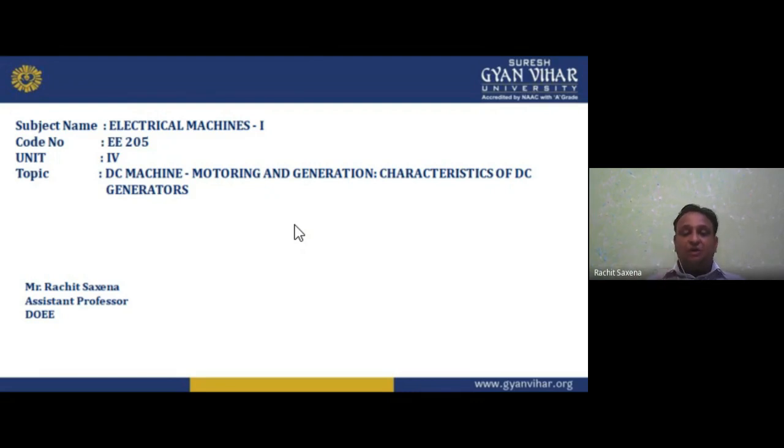That is the first part, how to improve the commutation. Second is the interpoles, or commutating poles. They are directly connected with the armature windings, but placed between the main poles. That is known as commutating poles and interpoles.